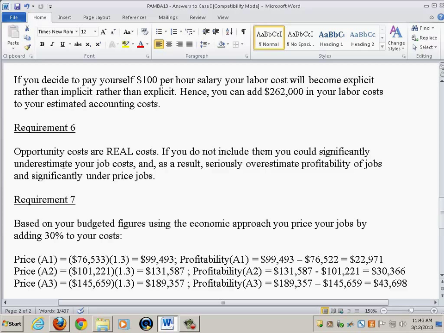So you exaggerate your profitability, and if you price your jobs, A1, A2, and B1, on the basis of cost plus a markup, if your costs are very low, you may be tempted to very much underprice your product. In an accounting approach, you may forget to price your product to cover the value of your work, if you don't include the cost of your work in that.